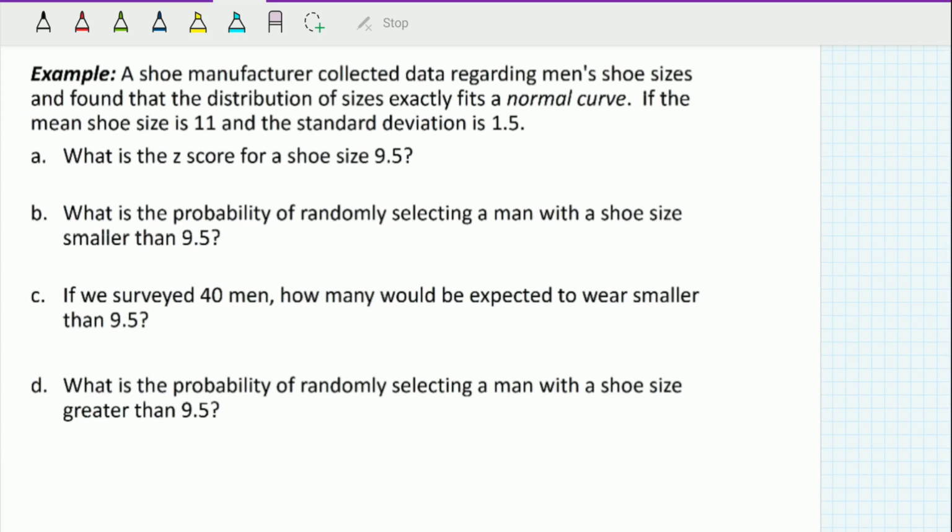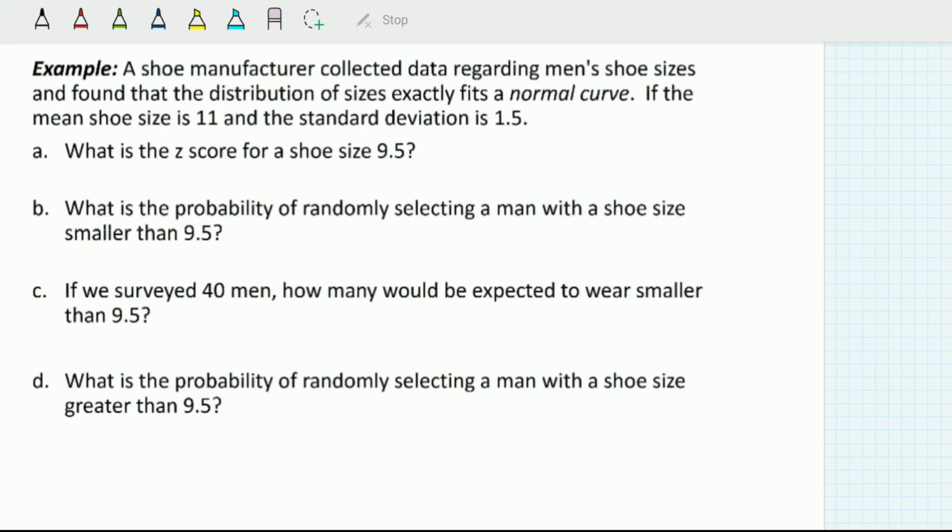Let's go ahead and pause the video, see if you can do it by yourself if you want to, but let's see how we get through this. Let's read it. It says a shoe manufacturer collected data regarding men's shoe sizes and found that the distribution of sizes exactly fits a normal curve. That right there already tells us we can use this little curve. If the mean shoe size is 11 and the standard deviation is 1.5, what is the z-score for shoe size 9.5?